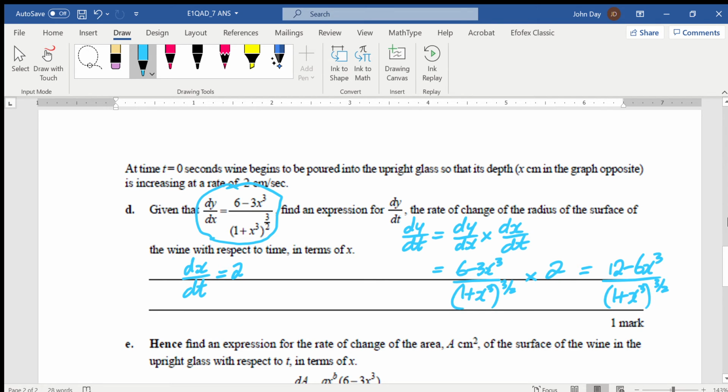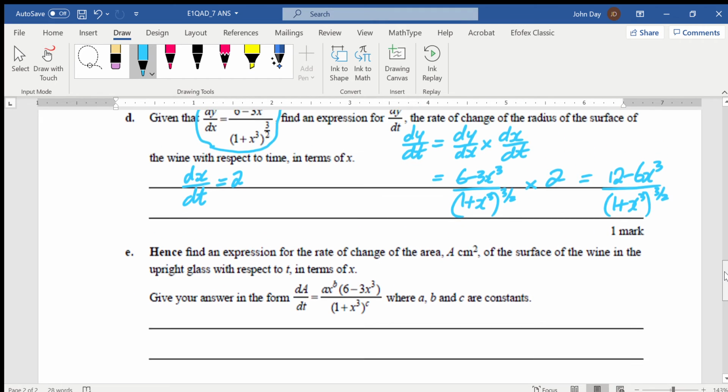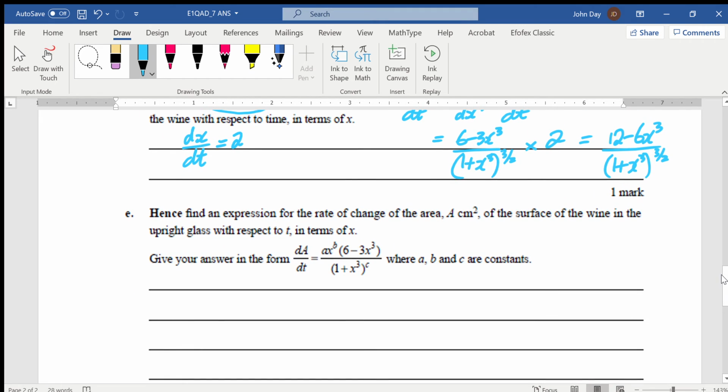But they just wanted an expression for dy/dt. Hence, find an expression for the rate of change of the area of the surface of the wine in the upright glass with respect to t in terms of x. Give your answer in the form dA/dt equals. Okay, so they're telling you you've got to find dA/dt.